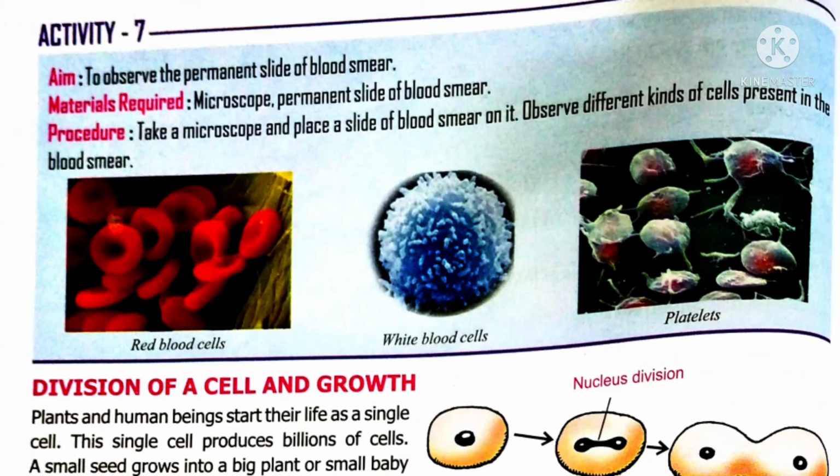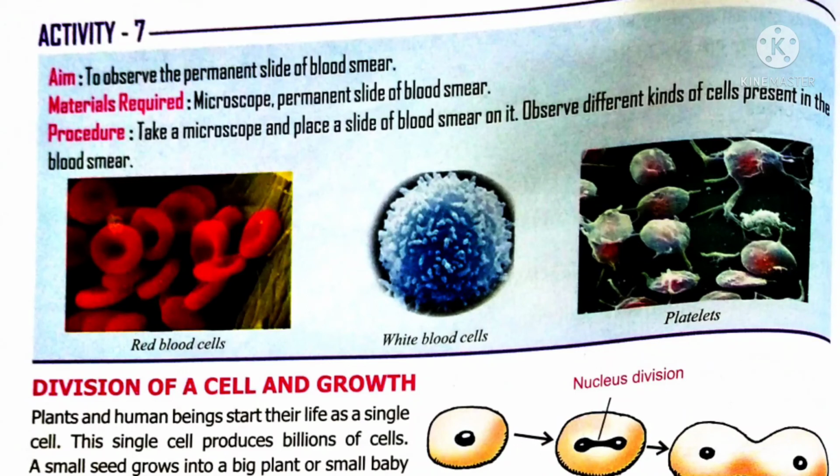Here, the materials required are a microscope and a permanent slide of a blood smear. We keep this blood smear slide under the microscope. We can observe three different kinds of cells in the blood. That is red blood cells, the other name of which is erythrocytes; white blood cells, the other name is leukocytes; and platelets, the other name is thrombocytes. These three different cells we can see in the blood. These are the important components of the blood.